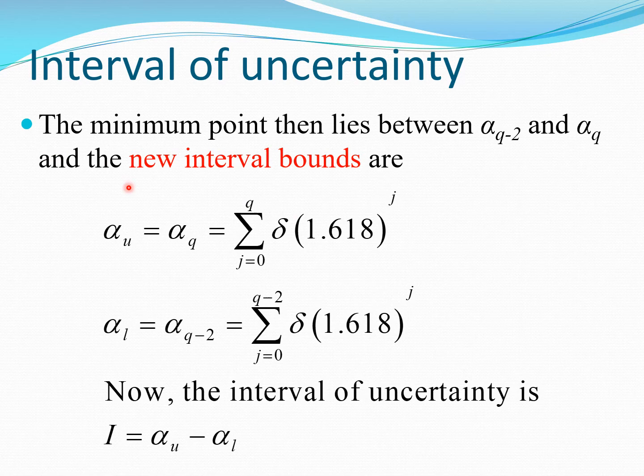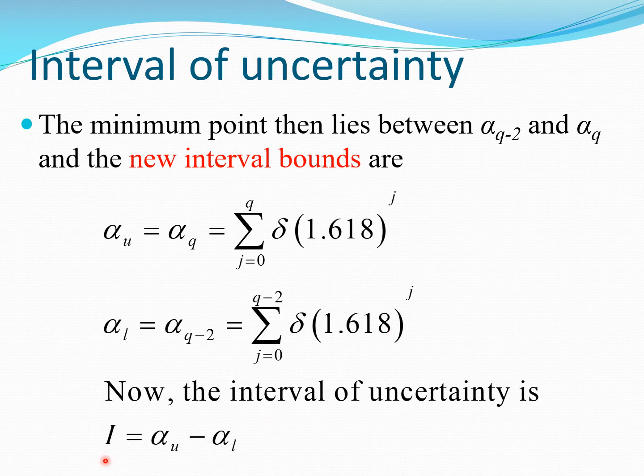So once you have done that, the interval bounds can be defined as follows. We see that alpha subscript u would be alpha subscript q, and from our previous derivation that would be the summation j is 0 to q of delta times 1.618 to the power j. Similarly, the lower bound would be the q minus second term, and this would be j is 0 to q minus 2, same expression as before here. So this is a general expression at any point q or q minus 2.